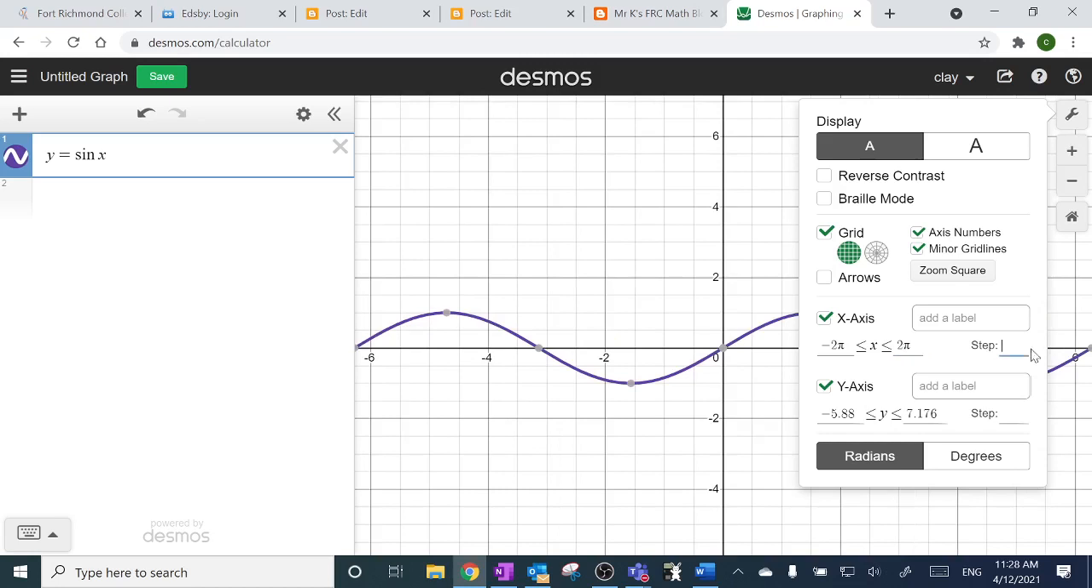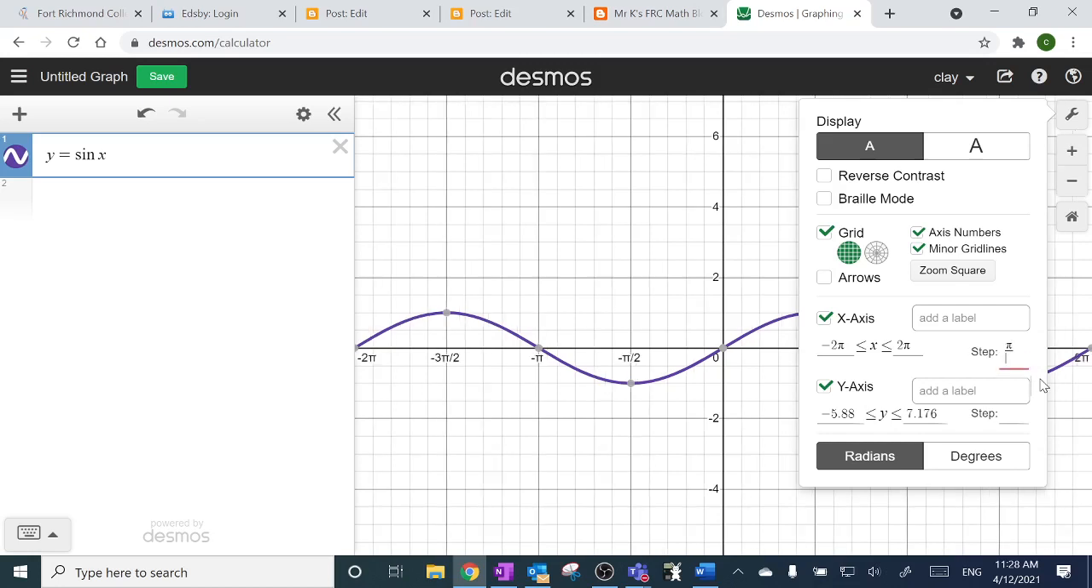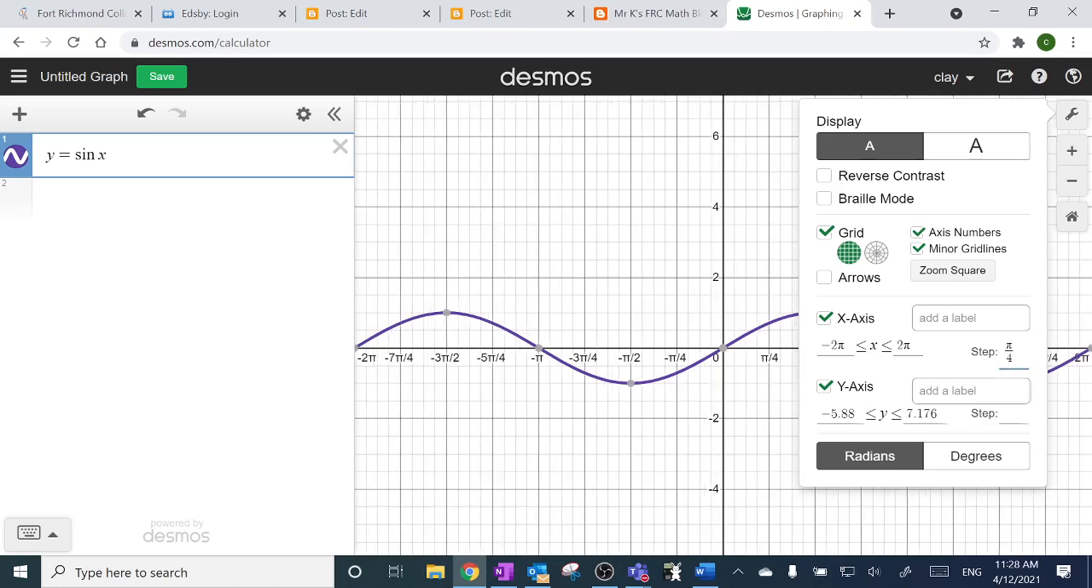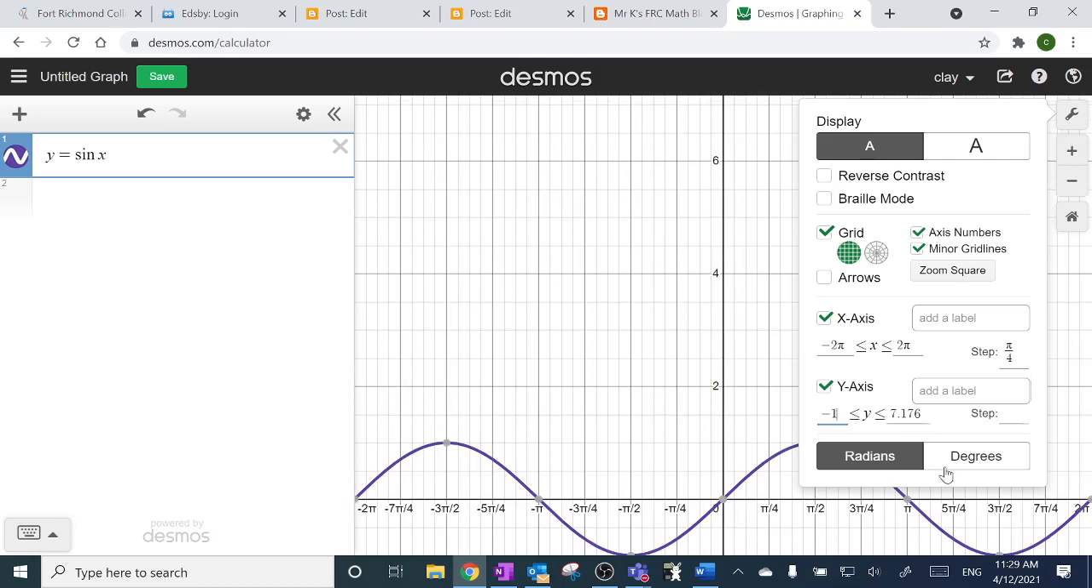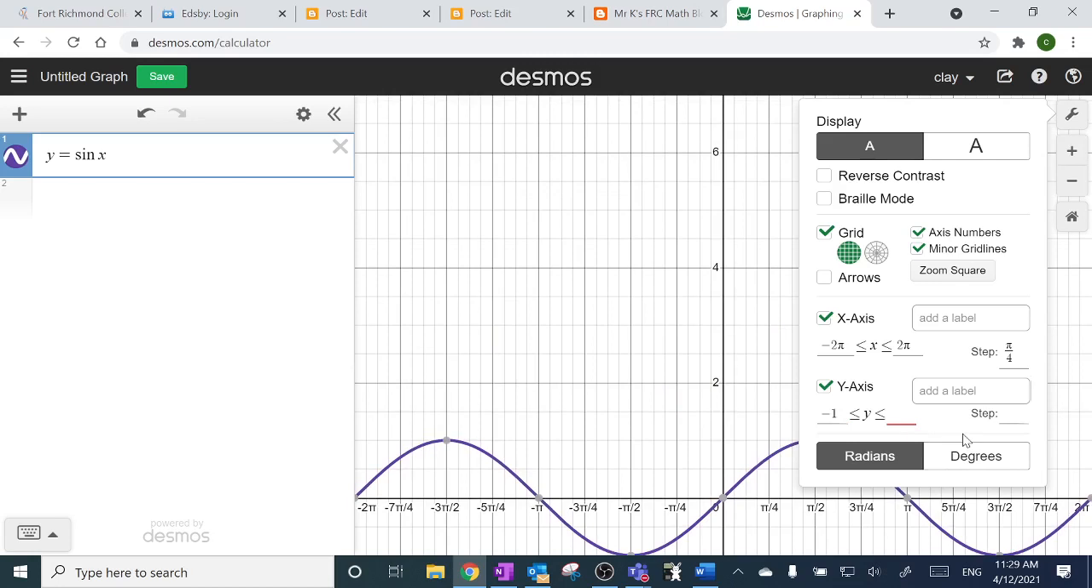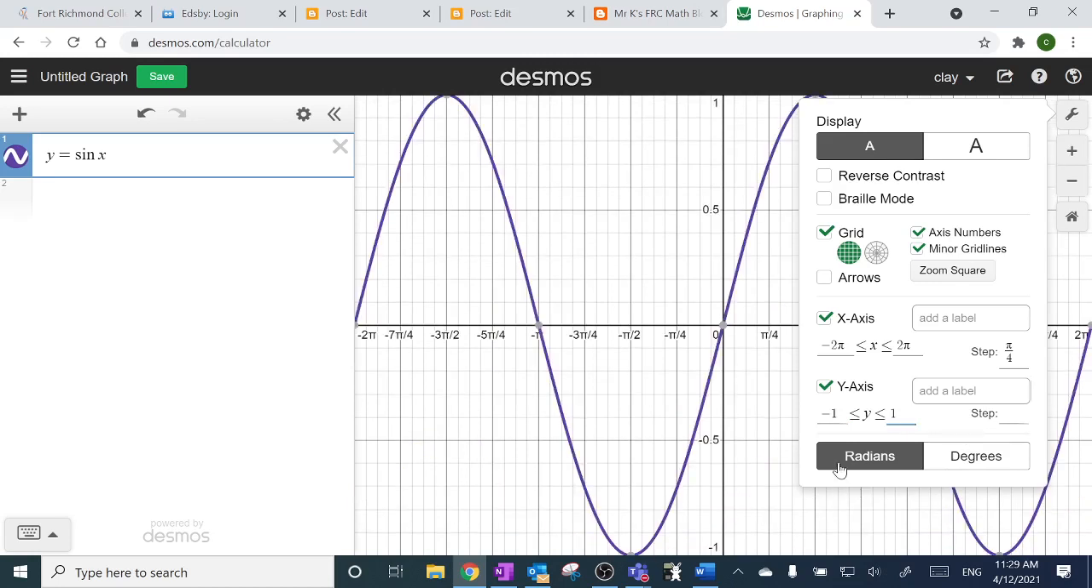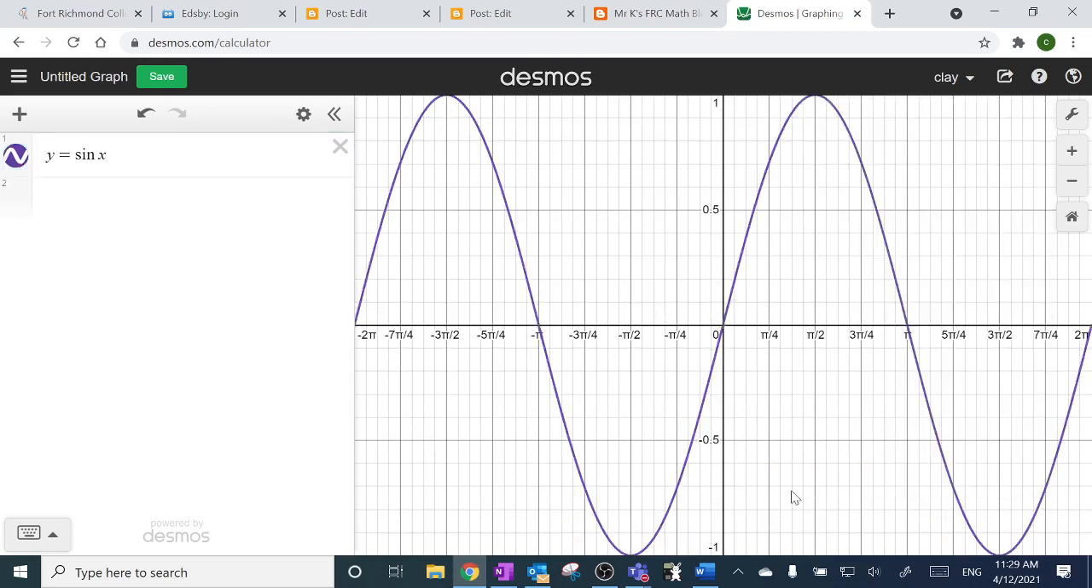And what did we count our steps in? We counted in pi by 4s. So we can do that on here too. We count in steps of pi divided by 4. For the y-axis, well, let's see. We only really needed to go from -1 to 1. And notice as soon as I started typing in pi's, it knew that I was in radians. If I wanted to switch to degrees, I could. But degrees are bigger numbers. So there we go. There's the graph.